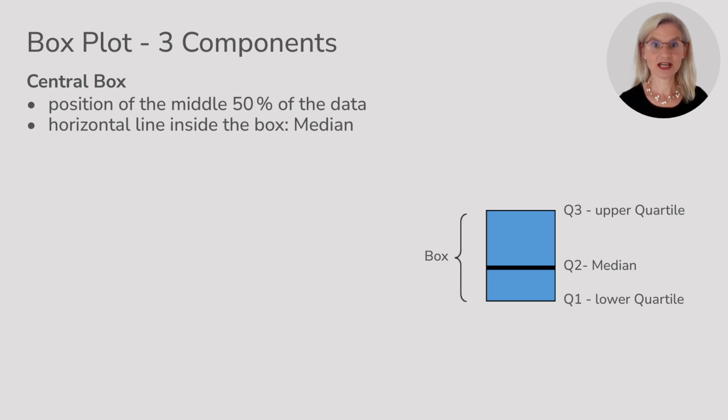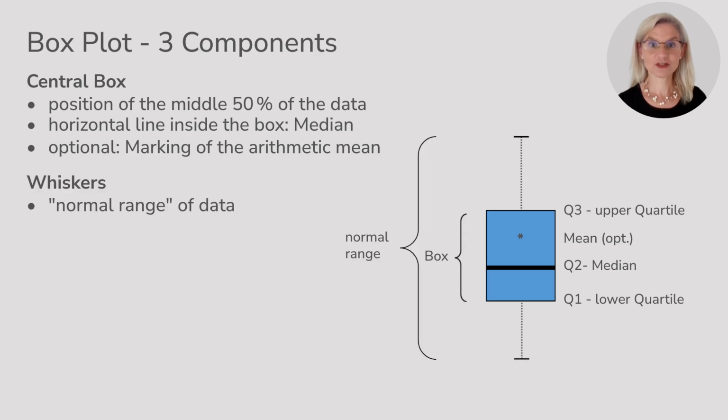Next, a horizontal line is drawn inside the box to mark the median. Q2 corresponds to the median. As a rule, the mean is not shown in a box plot, although it can optionally be indicated within the box using a separate symbol. After that, whiskers are drawn extending upwards and downwards from the box.